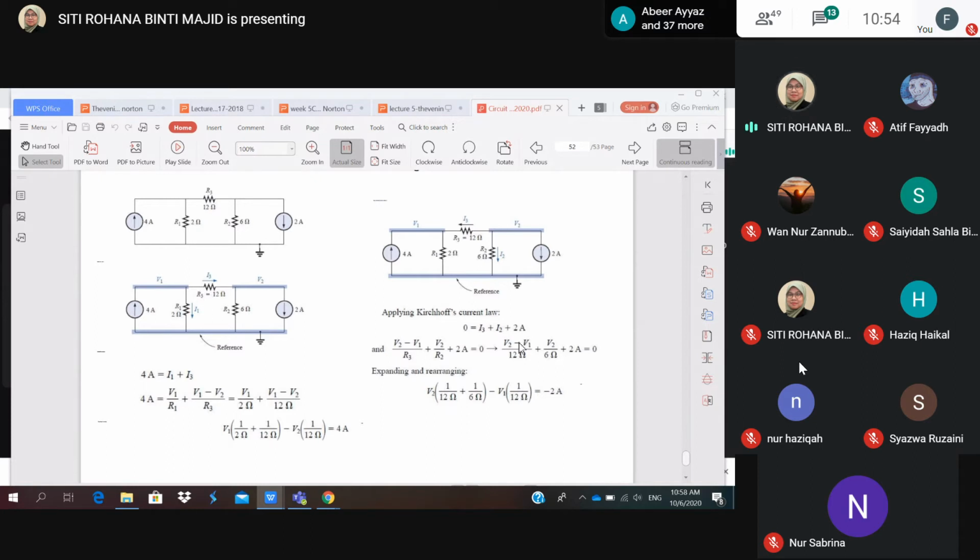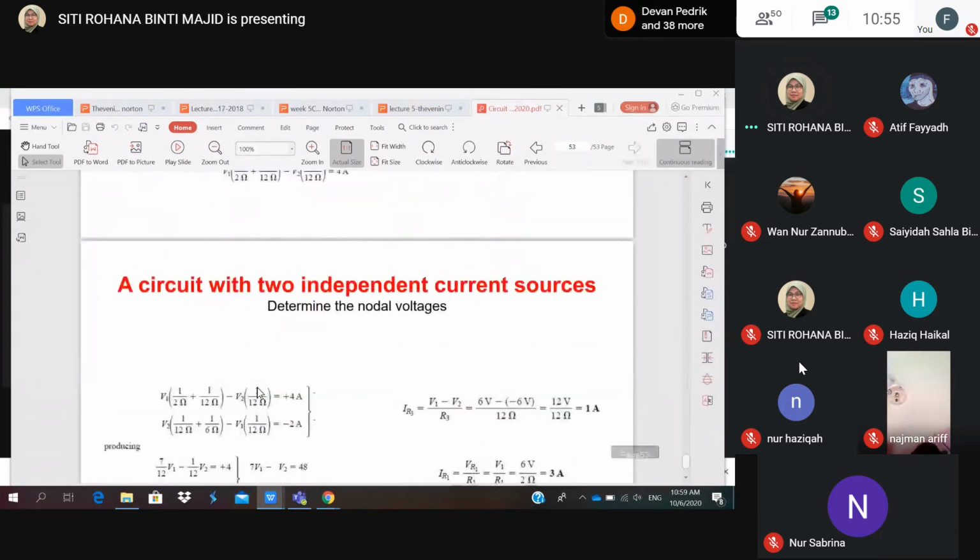Then you can rearrange the equation like this. This part you have to practice, because rearranging and expanding the equation you have to practice. If you just look at this slide, there are skipped method steps here. So you have to expand from this equation, then you will get this equation, and then you can continue, and then you will get the value of current.